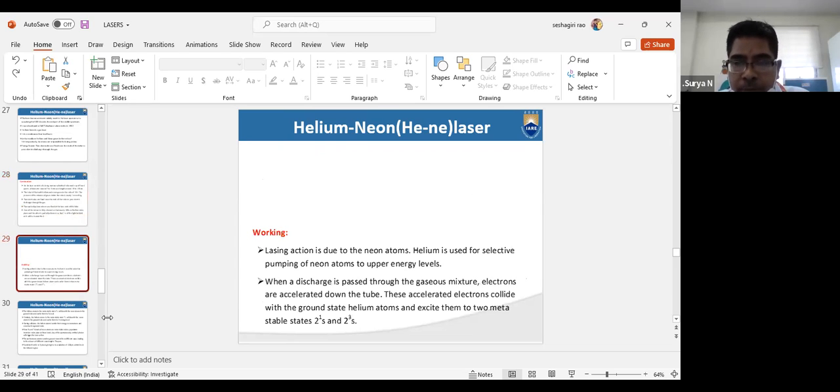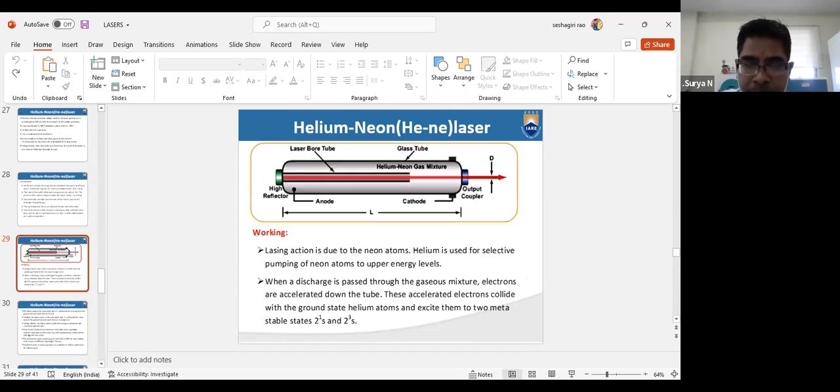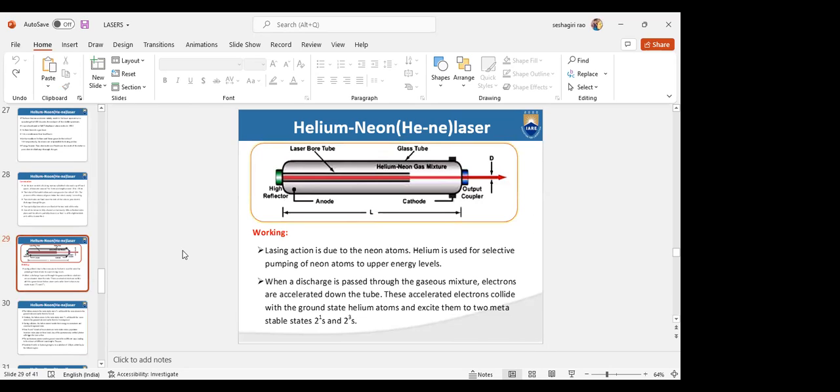Right. So if you come to the working mechanism of the laser, lasing action is due to, as we told, what is the mechanism for the lasing action? Lasing action is due to which atoms? Neon atoms.